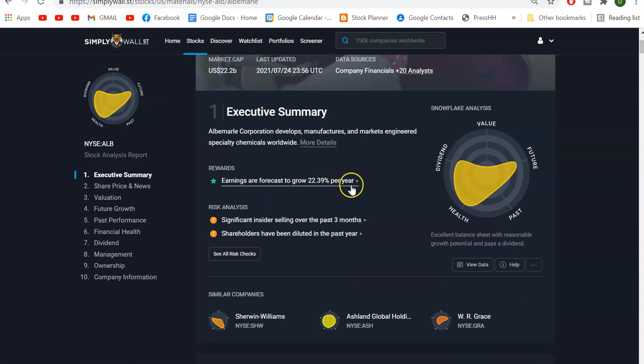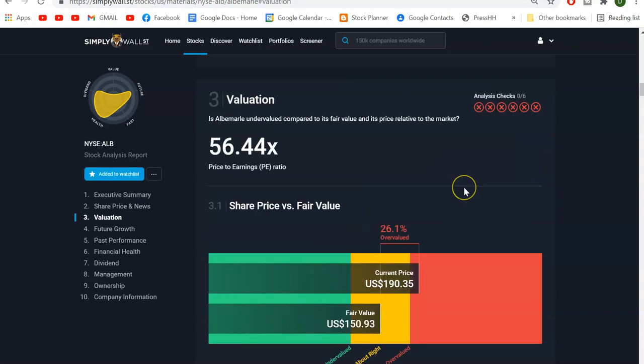Their earnings are expected to grow. Significant insider selling over the last 3 months, and they're diluting the shares. These are similar companies here. Quickly looking at the valuation, Simply Wall Street says it's overvalued by about 26%. The fair value for this stock should be about 150, and it's trading at 190.